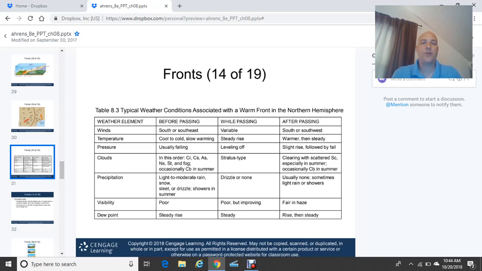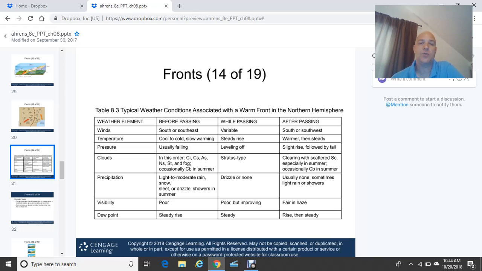With clouds, before passing, there's a definite sequence of clouds in association with warm fronts, starting with cirrus, cirrostratus, altostratus, nimbostratus, stratus, and fog. Occasionally, if the air mass is unstable enough, you get the cumulonimbus cloud or thunderstorm cloud in the summer. While passing through with warm fronts, you typically get more of a stratus type cloud, and then behind the warm front, you get clearing with scattered stratocumulus clouds, especially in summer. Occasionally, cumulonimbus, the CB clouds in summer. If the air mass is unstable, you get those thunderstorms.